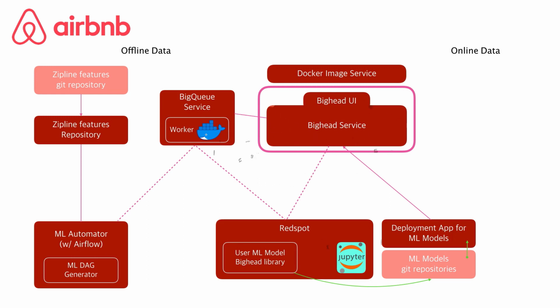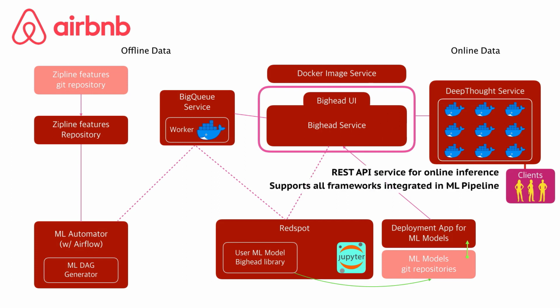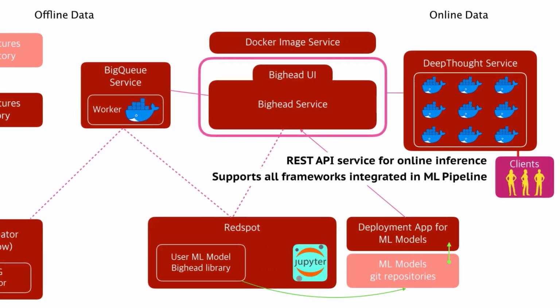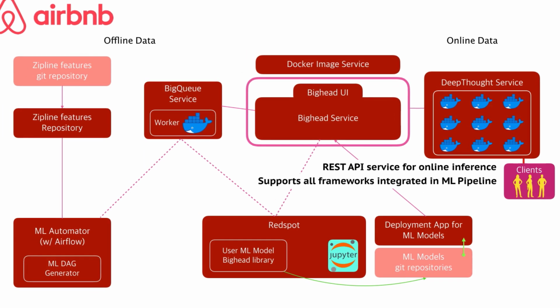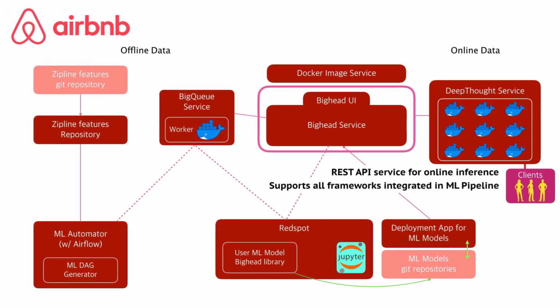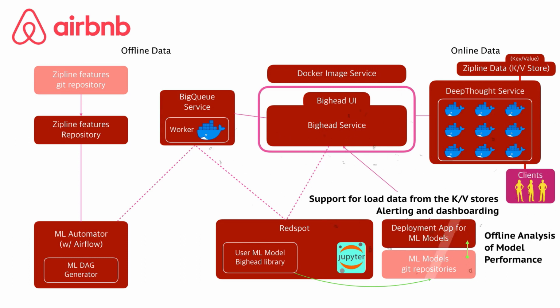DeepThought. DeepThought is a shared REST API service for online inference. It supports all frameworks integrated in the machine learning pipeline. Deployment is completely config-driven, so data scientists don't have to involve engineers to launch new models. Engineers can then connect to a REST API from their services to get scores. In addition, there is support for loading data from the Kiwi stores. It also provides standardized logging, alerting, and dashboarding for monitoring and offline analysis of model performance.